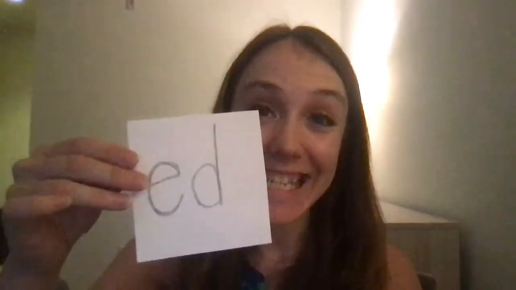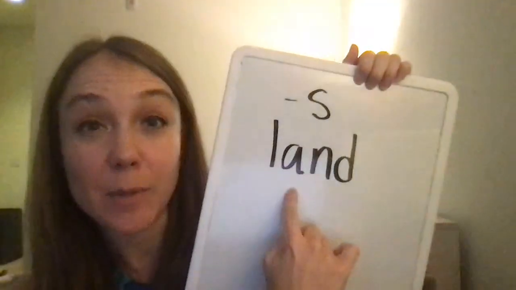Hi, we're going to be talking about how to add endings to action words to change when they happen. We're going to be adding S, ED, and ING to the end of action words to change when they happen. Let's take a look at what happens when we add S to the end of a base word.